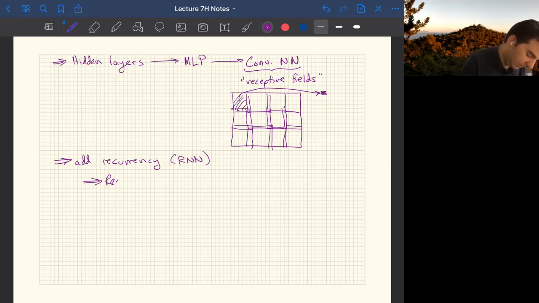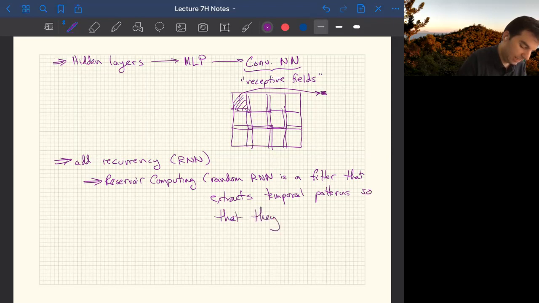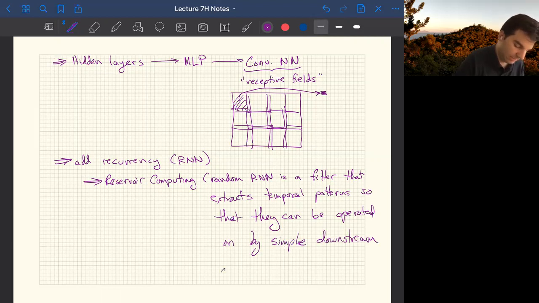And so there's things like reservoir computing, where a random RNN is a filter that extracts temporal patterns so that they can be operated on by simple downstream, I'll call them decoding layers.